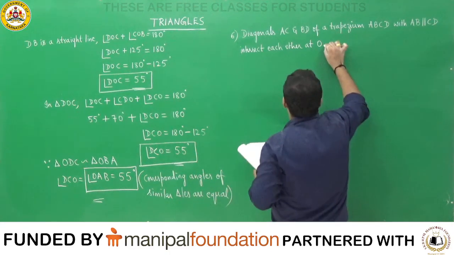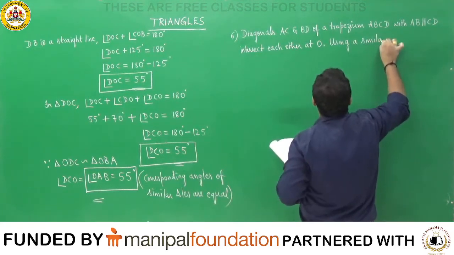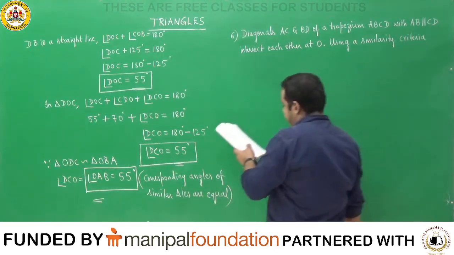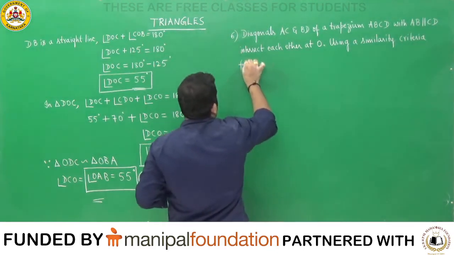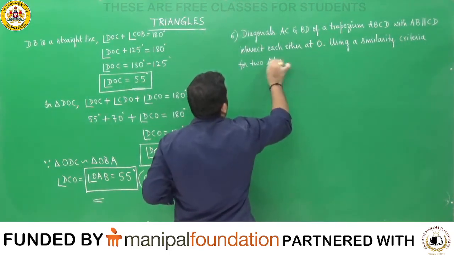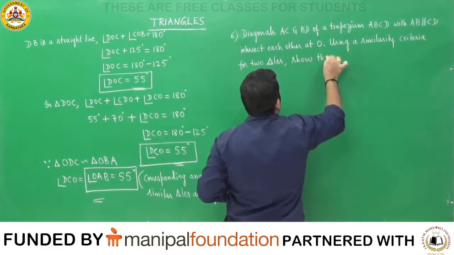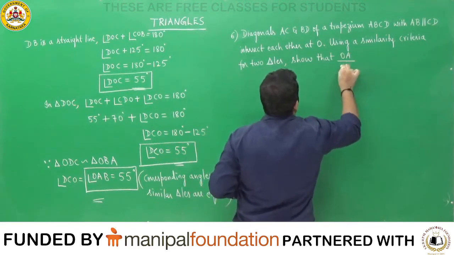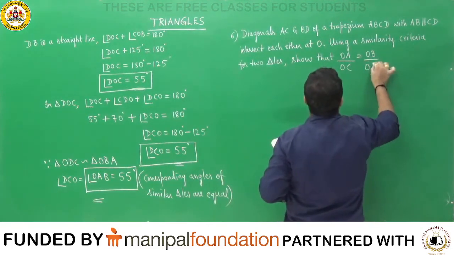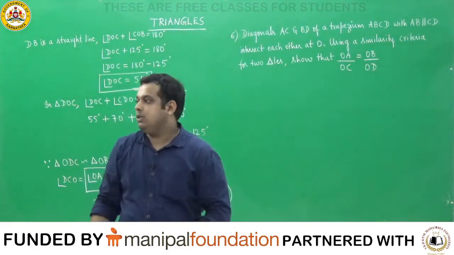Okay, using a similarity criteria for two triangles, show that OA divided by OC is equal to OB divided by OD. This is what we have to show now.